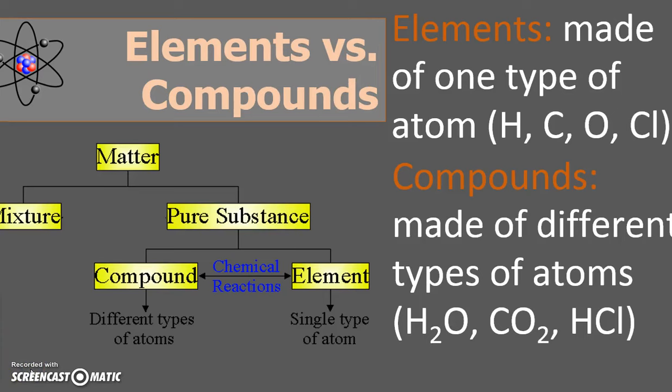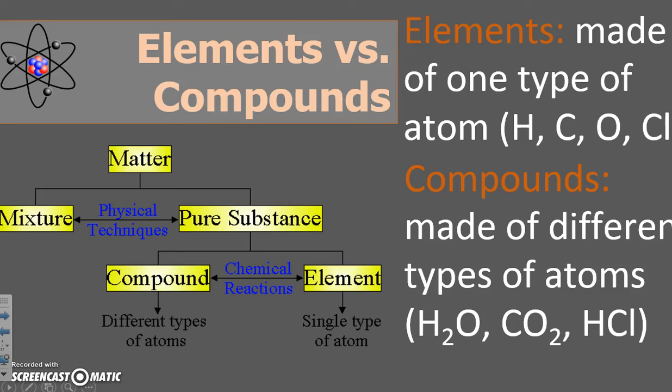Matter is made up of mixtures and pure substances. Pure substances can be broken down into 2 different categories, one being compounds and the other being elements. Elements are made up of one type of atom, such as either hydrogen or carbon or oxygen or chlorine. Compounds, however, are made up of more than one type of atom, such as H2O, which is water, hydrogen and oxygen, carbon dioxide, which is carbon and oxygen, or hydrochloride, which is hydrogen and chlorine.